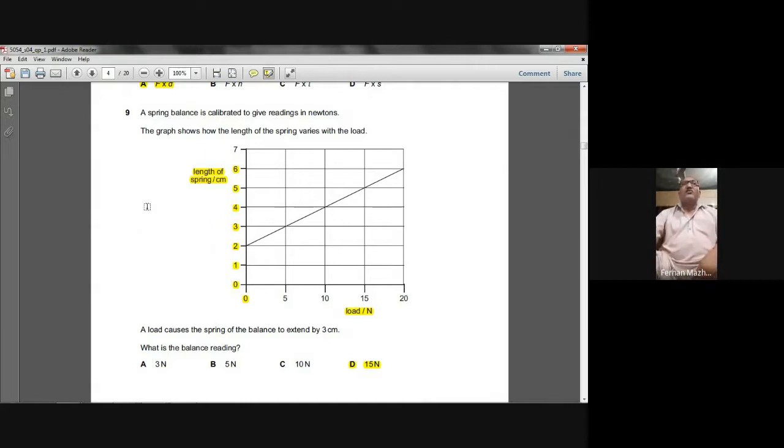The unstretched length, when the load is 0, what is the length? 2 centimeters. He says that the extension is 3 centimeters. So what will be the new length? That is L naught plus the extension. 2 centimeters plus 3, 5 centimeters. So when the load is hanging, the length of the spring will be 5 centimeters.